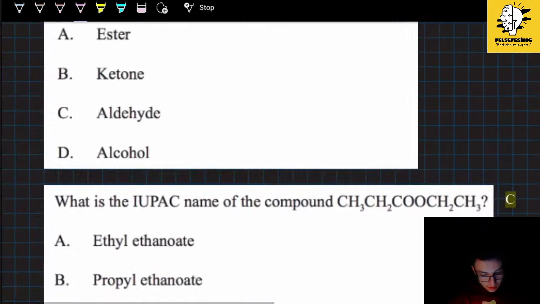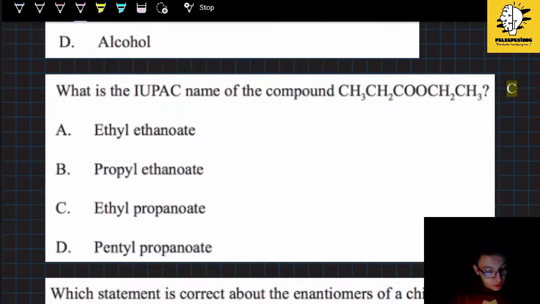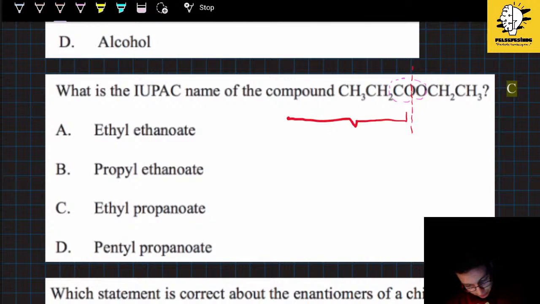So it is asking for the IUPAC name of this compound. It's usually like this long. So please, when you see this COO, you don't need to draw this. We talked about this in our previous session. Divide it from the O, let me take the red pen. The part with CO will be your carboxylic acids.